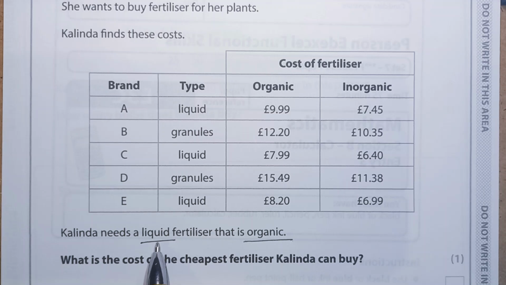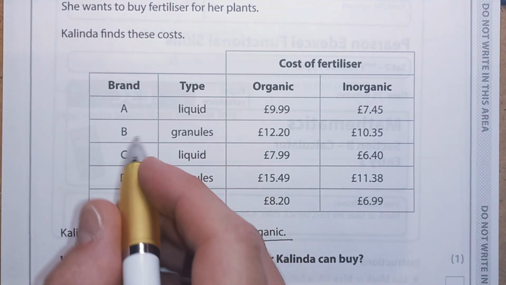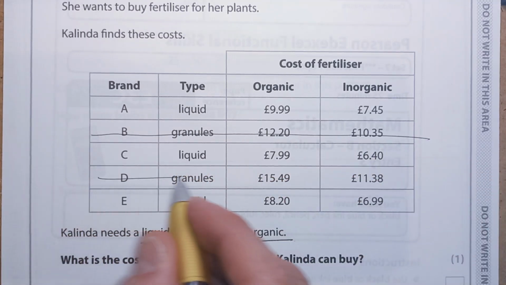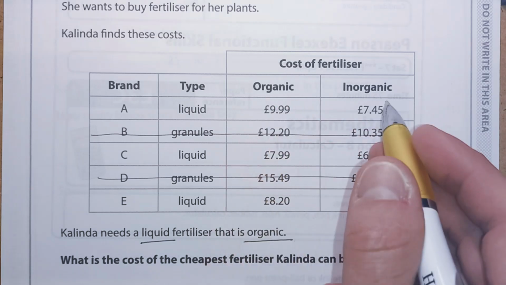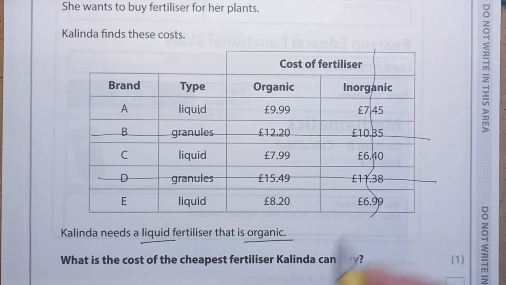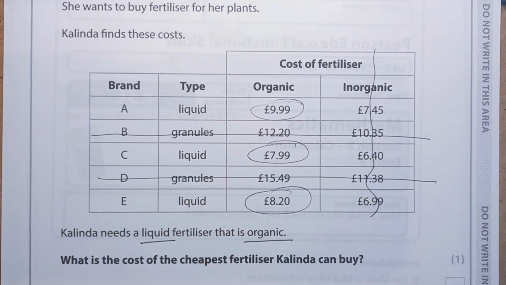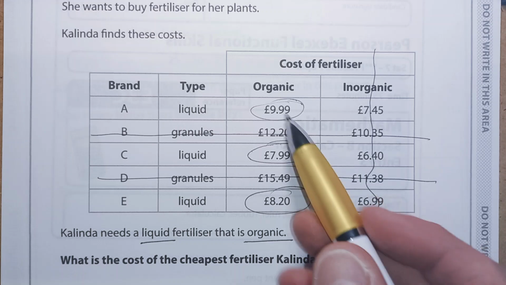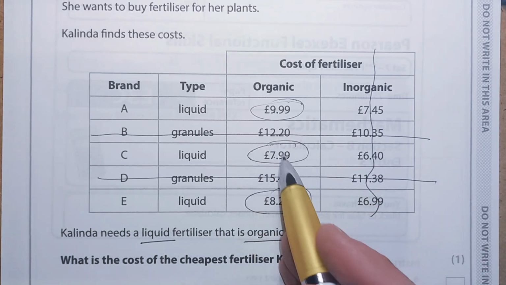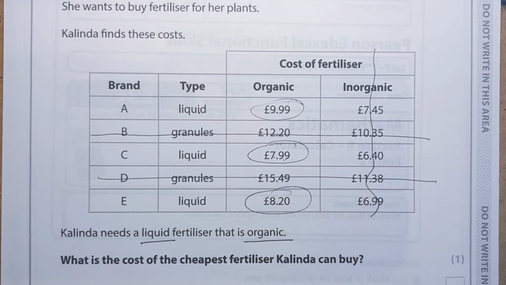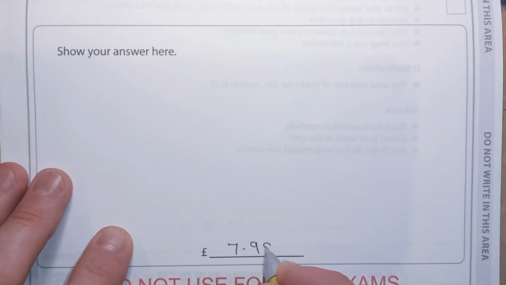So she needs a liquid fertiliser. So these ones are liquid. These are granules, so they're no good. We can get rid of them. We also need an organic one. So these are the organic ones. We don't want inorganic, so we can forget about those. So we're basically left with 3 to choose from. And we want the cheapest one. Well, this starts with £9, this starts with £7, this starts with £8, so the cheapest one is going to be this one here. So that was £7.99.